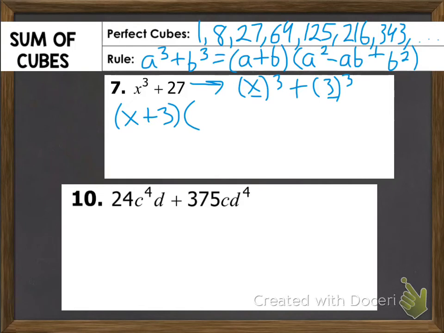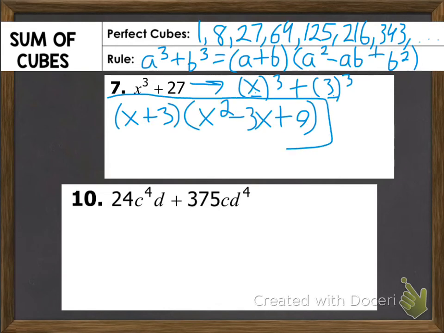And now for the long part. So you have all of our a's and b's, so we're going to have x squared minus 3x plus 9. Since the 9 would come from 3 squared, the b squared up here. So what you need to do is just find your a and b like we did up here, and then just plug it in to the rule that they gave us in the beginning. So that is the final answer for number 7.